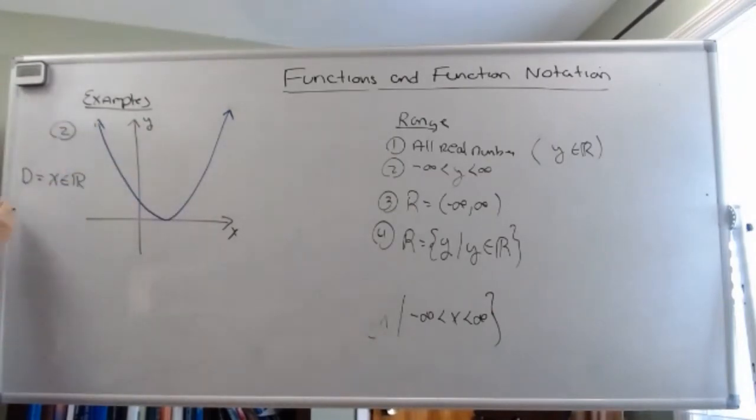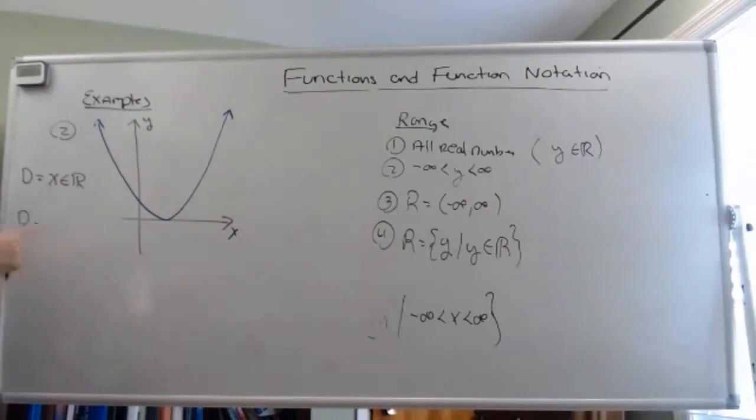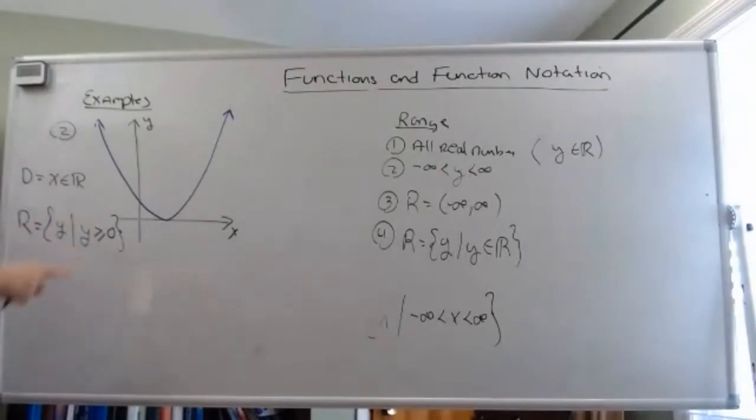What is different here is the range. For the range, what happens? Well, the output can't go beneath the x-axis. So for the range, let's write it in set builder notation. I'll mix the two so you can kind of see different ones. The set of elements y such that y is greater than or equal to 0. It can be equal to 0 or greater than 0. It can't be negative. So that's what it is.